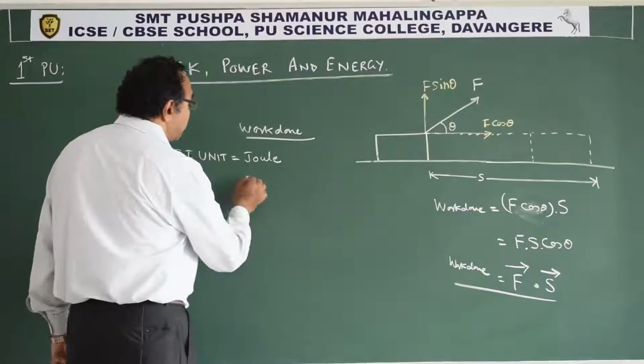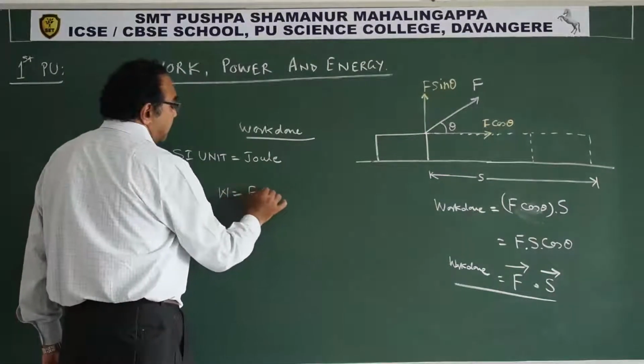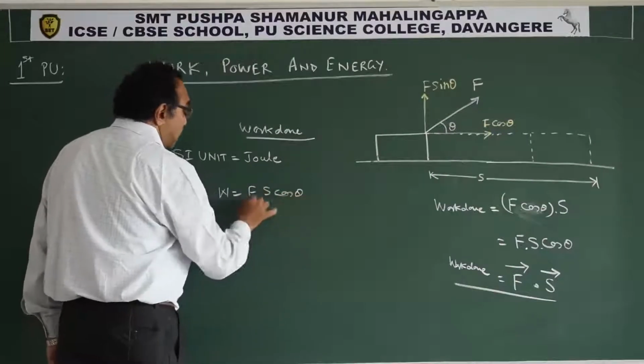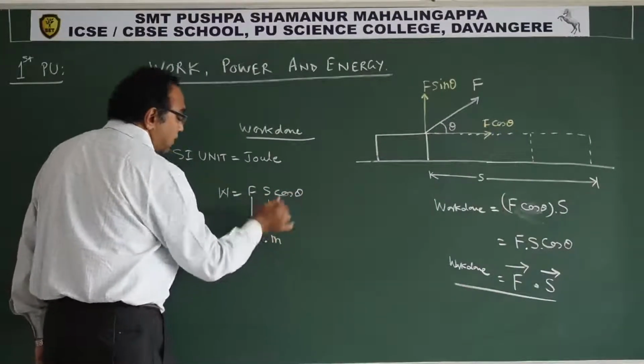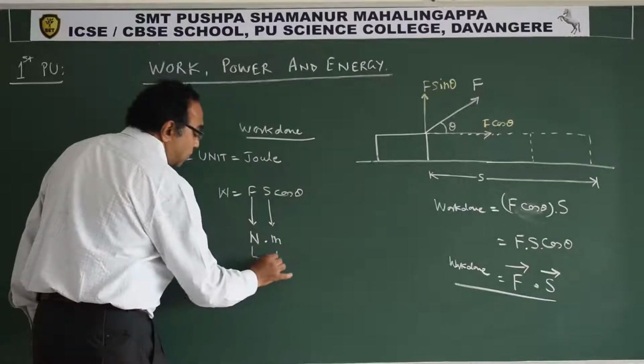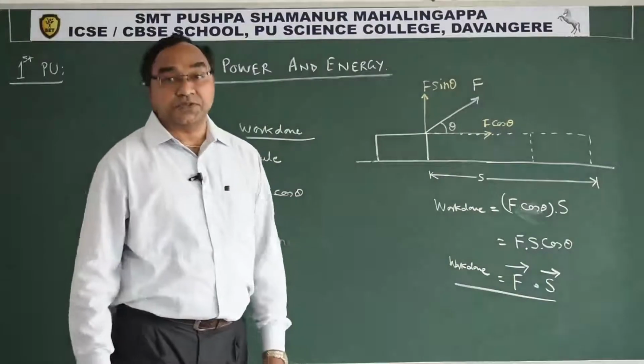Newton, because work done is what? We say F s cos theta. So force is measured in newtons, displacement will be measured in meters. So this is exactly what gives us the joules.